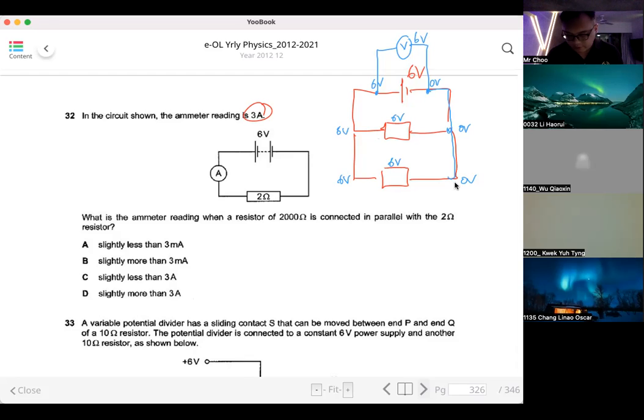We know that the first resistor is 2 ohm. The second resistor is 2000 ohm. Just by using the manual method, you know that V equals IR, so I equals V over R. So current is equal to voltage divided by resistance. Based on calculation, you know that this value is 3 ampere. And that is why originally the value here is 3 ampere.